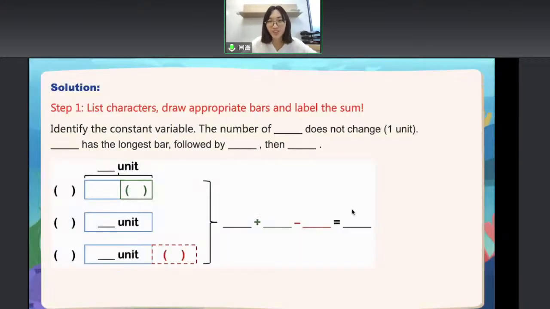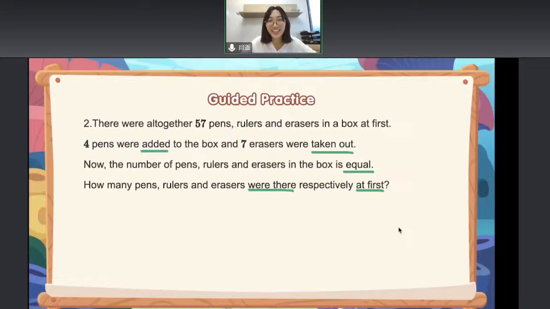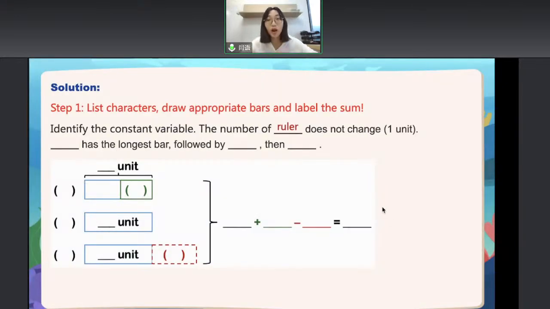Okay, now let's try to fill in the blanks. Step 1, list the characters, draw appropriate bars, and label the sum. Here, we need to identify the constant variable. The number of what does not change. Again, read the question. 4 pens were added. 7 erasers were taken out. So what is never changed? Good job. It should be ruler. The number of ruler does not change. And then, which one has the longest bar? Which one has the longest?